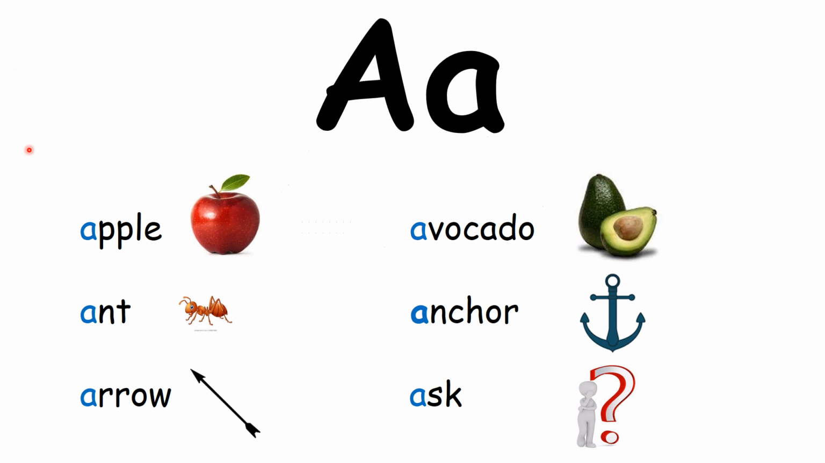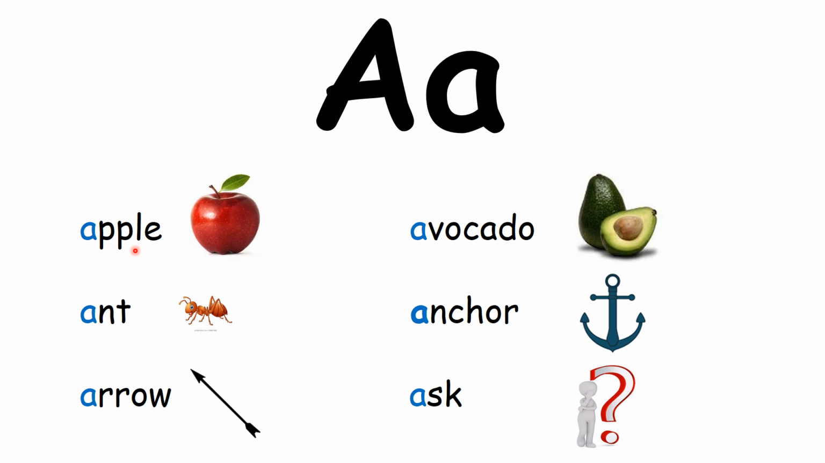Okay, let's review first. This is letter A, and the sound is A. So here are the words. Let's read them again. Follow this pointer. Sound it first. A. Apple.